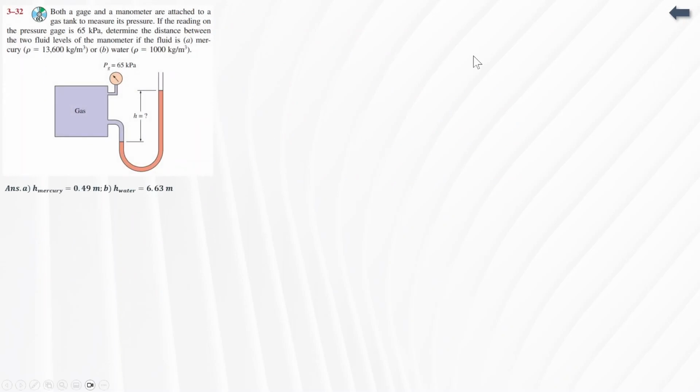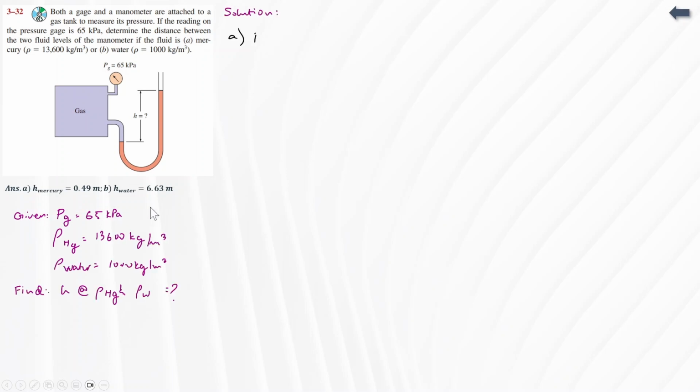All right. So for the next problem, I think it's a manometer problem. Both a gauge and a manometer are attached to a gas tank to measure its pressure. I think this is similar to one of the sample problems I provided to you. So not all the time you're going to use manometry. If the reading on the pressure gauge is 65 kilopascals, determine the distance between the two fluid levels of the manometer if the fluid is A, mercury, or B, water. Oh, very interesting. So we're just being asked what the height difference would be if there is a difference in density. It's basically just a translation.